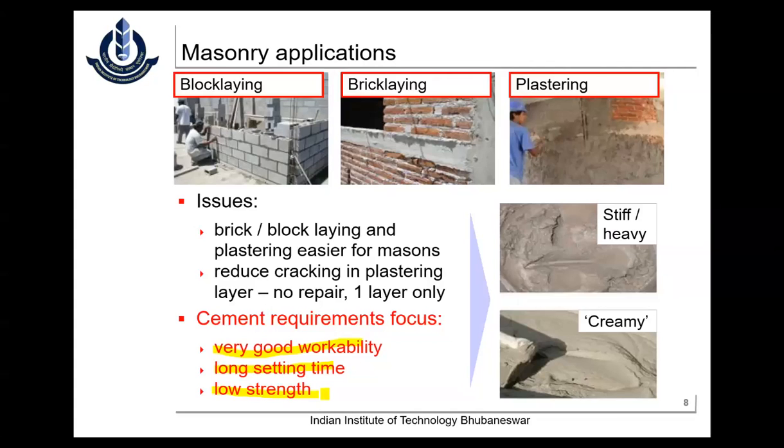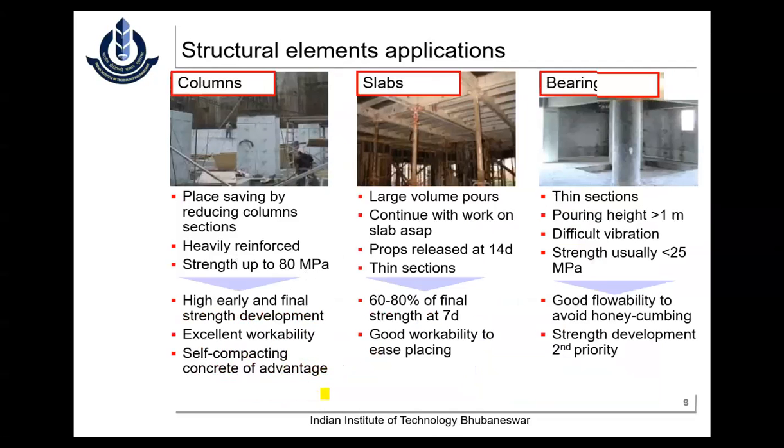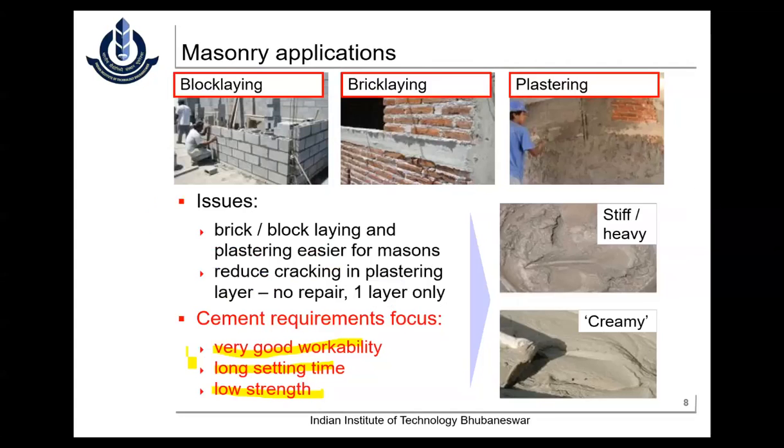Similarly, when you're using concrete for structural elements like the columns, the slabs or the load bearing walls, each has its own criteria. When you go for very high rise structures, the strengths go up to 80, 100 megapascals. Because it is Mumbai and all these big cities, the requirements are also different. They need high early and final strength development. It should have the highest workability, and sometimes there is a lot of reinforcement because of reduced sections, so self-compacting concrete is a good advantage.